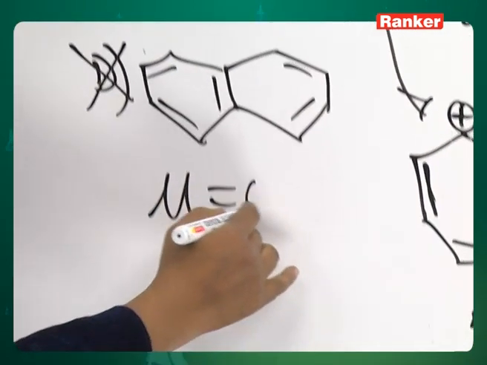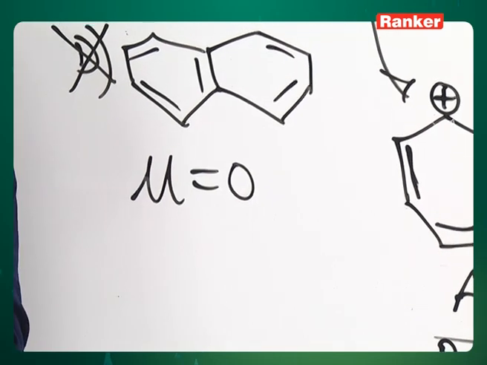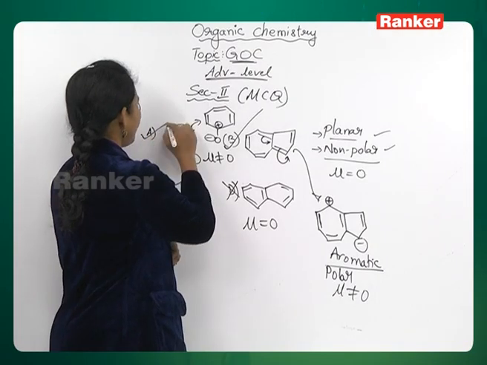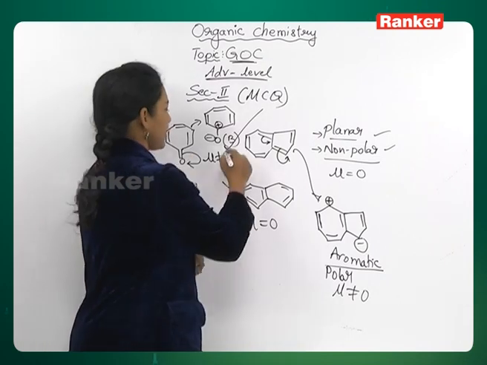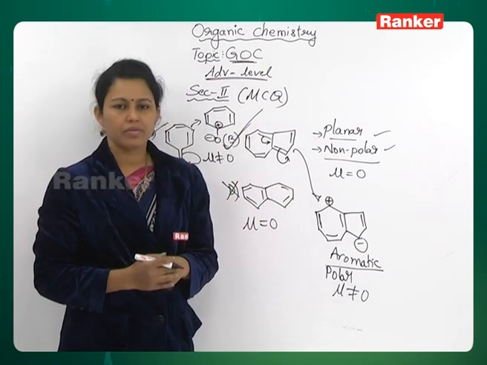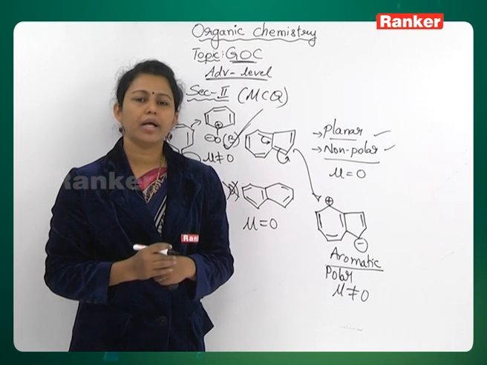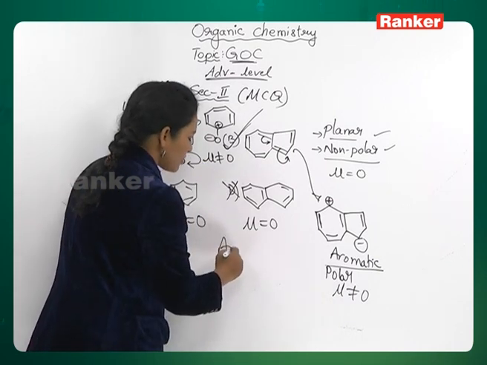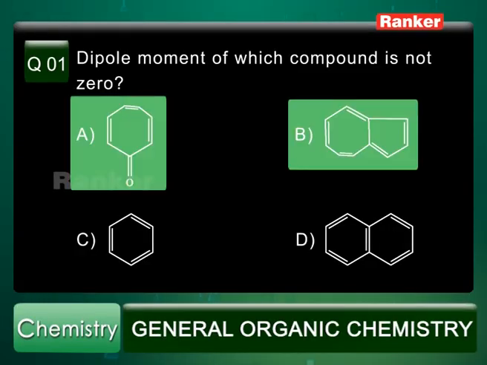Hence, the compounds for which the dipole moment value is not equal to 0 are the first compound, option A, and the second compound, option B. These two are the compounds in which the dipole moment value is not 0. So the answer for this question is option A and option B.